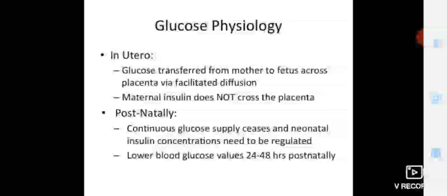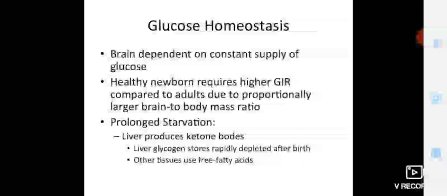In utero, glucose is transferred from the mother to the fetus across the placenta via facilitated diffusion. It should be noted that maternal insulin does not cross the placenta. After birth, the continuous supply of glucose provided by the mother ceases, and neonates need to regulate their own insulin concentrations. This is why it may be normal to see lower blood glucose values in the first 24 to 48 hours after birth. The newborn brain is dependent on a constant supply of glucose.